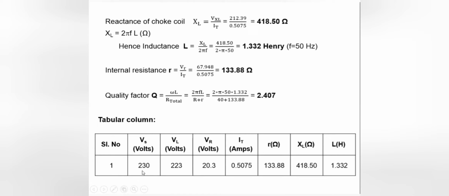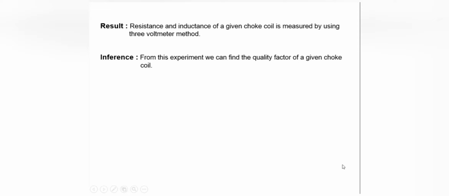3.126. As you know, in the tabular column, by measuring the voltage across the source, across the choke coil, and across the rheostat, we get these 3 readings. After completing all the calculations, in the tabular column just enter the value of the current flowing through the circuit, the internal resistance, the reactance of the choke coil, and the inductance. The result of this experiment is that the resistance and inductance of the given choke coil are measured by using 3 voltmeters. Inference from this experiment, we can find the quality factor of a given choke coil.